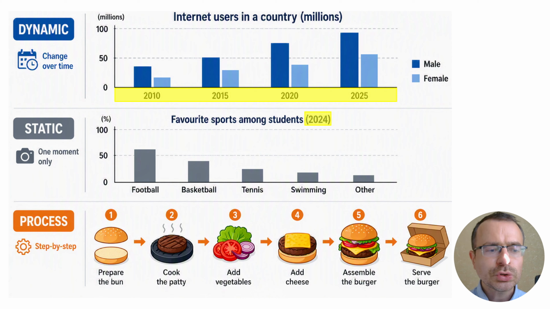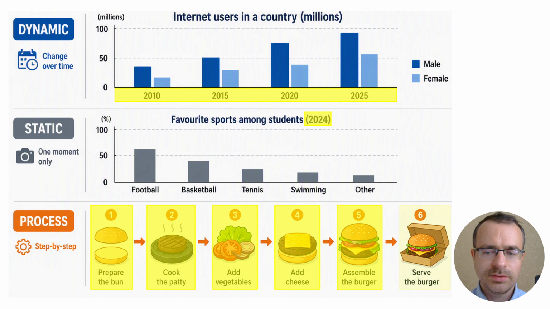And the third one is just the process. And here we have the step-by-step diagram. In this case, it looks like this is just the diagram for the production of the burger. So here we have the step-by-step development. This is important. Here we do not have any data. There's no time, just the step-by-step.